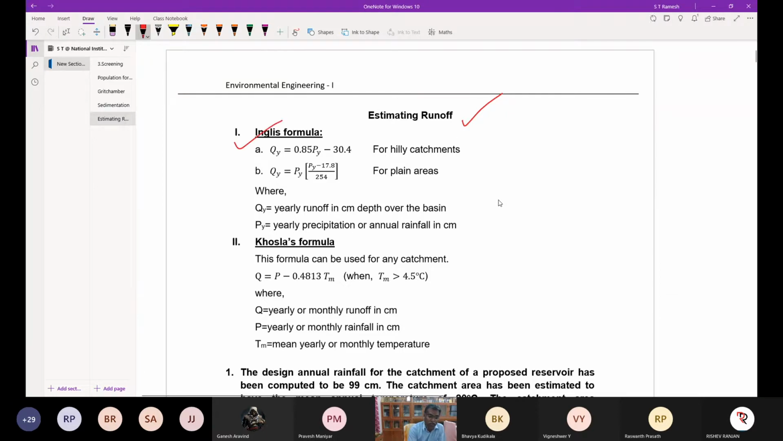You can use two different formulas. One is the English formula, another one is Hausdorff's formula, to calculate the runoff. The first one is the English formula for runoff calculation. Qy is equal to 0.85 into Py minus 30.4. You can use this for areas related to hilly catchments. And if it is plain areas, then you can calculate using this formula: Qy is equal to Py into (Py minus 17.8) by 254.